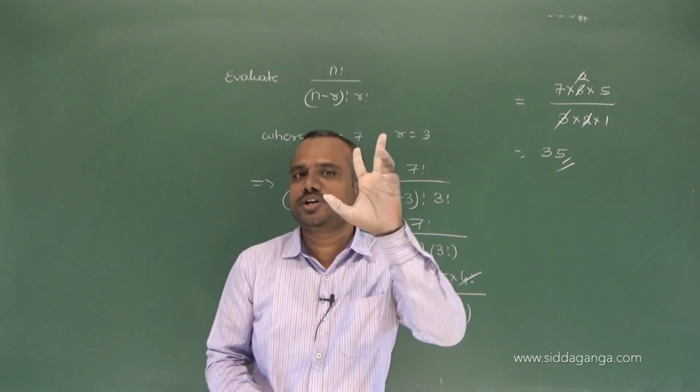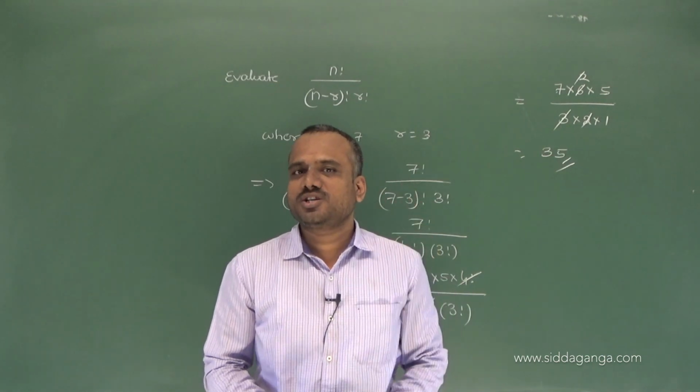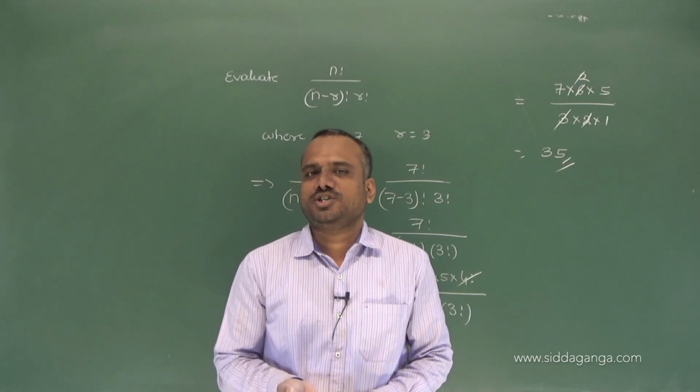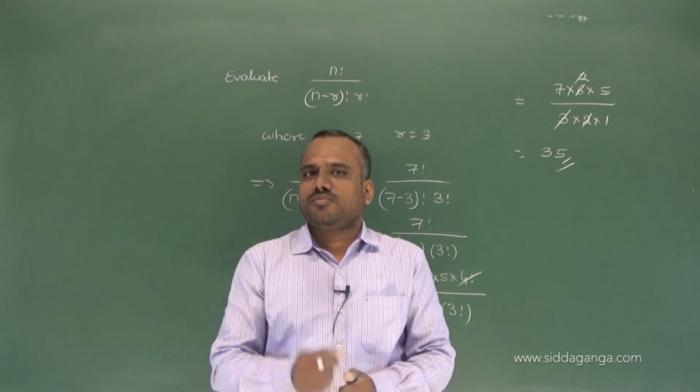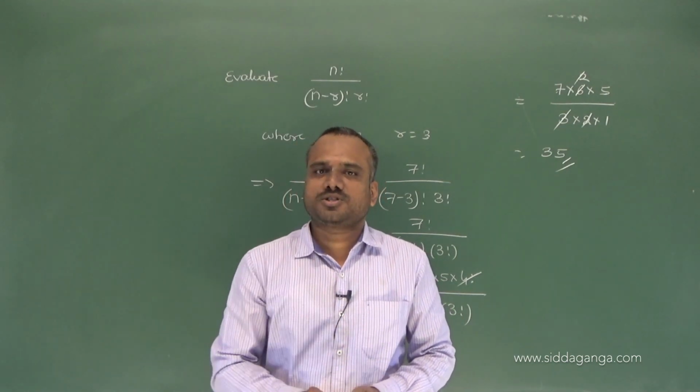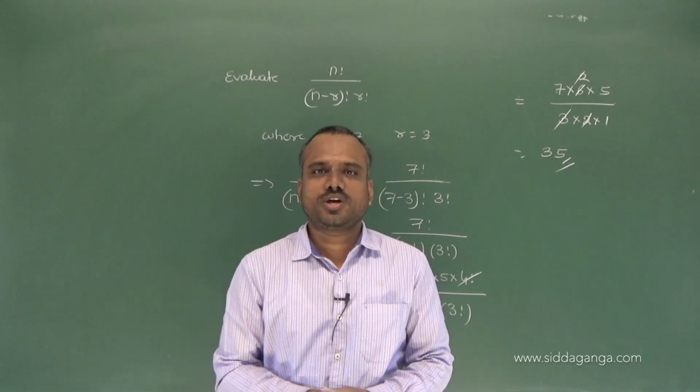This finishes the factorial notation concept in the chapter permutation and combination. We left out only 2 concepts: one is permutation, another one is combinations. So we will discuss the permutation concept in the next class. Okay, thank you.